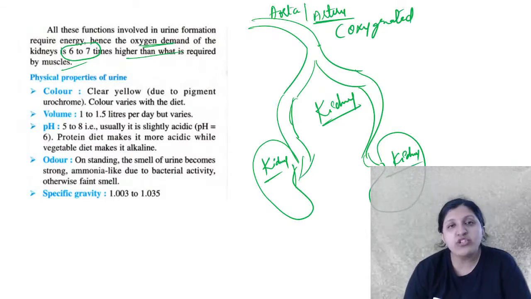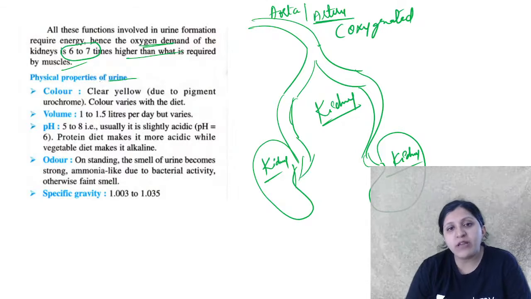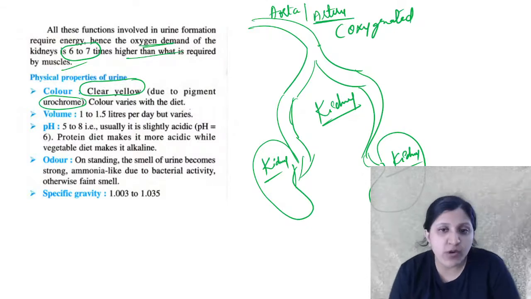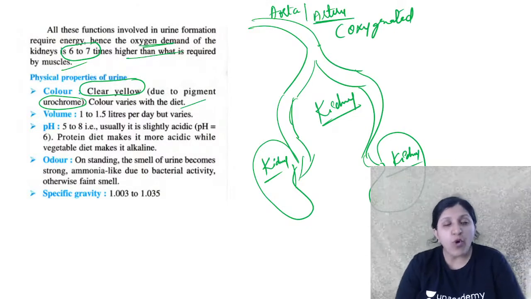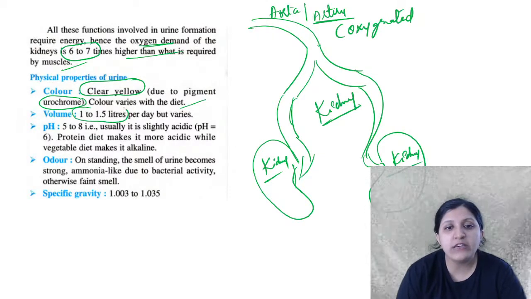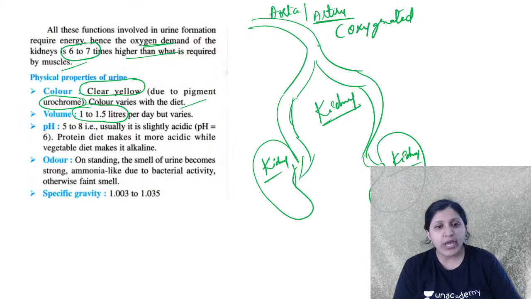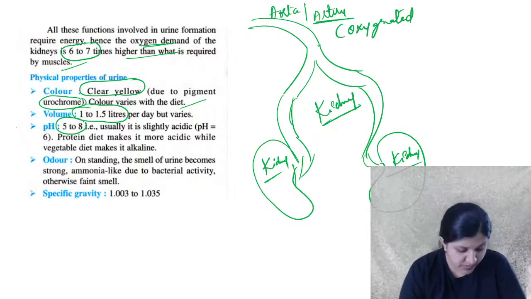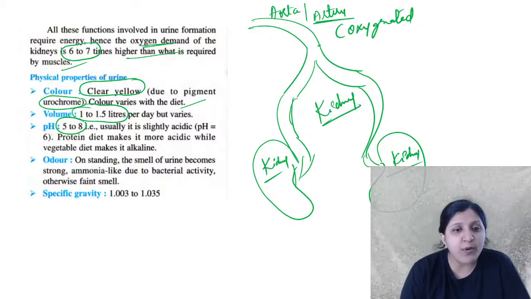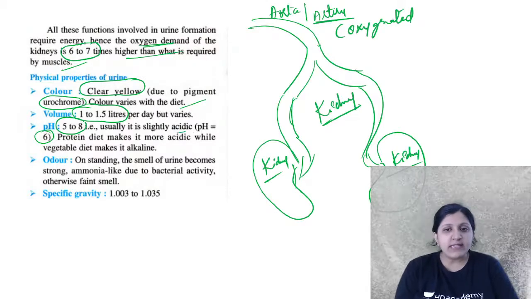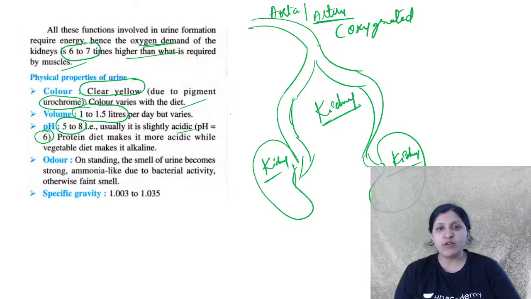Now when we mention the color of urine, this will be clear yellow due to the pigment urochrome. This is going to vary with the diet also. Then volume: it can be about 1 to 1.5 liters per day, but it is going to vary again. Then pH: it is 5 to 8, but usually approximately we will consider it to be 6 itself, which is an acidic urine. So urine which is produced by our body will be slightly acidic.